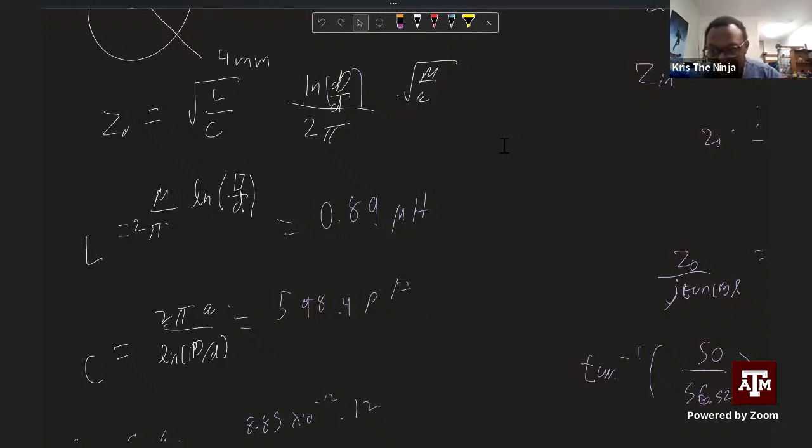And then you divide that by your capacitance per unit length. Then you multiply that, and you get Z naught for this line. If I'm not wrong, it should equal 6.853 ohms, if I've done it correctly.